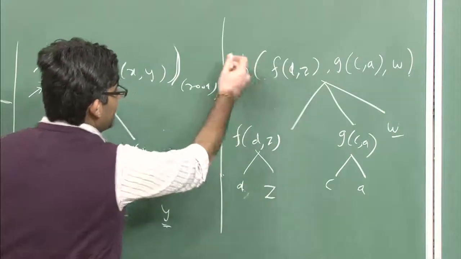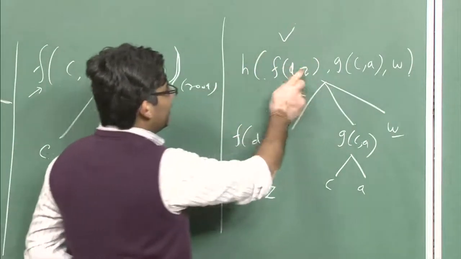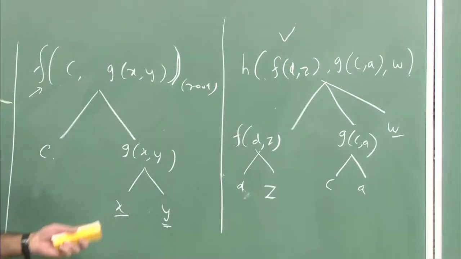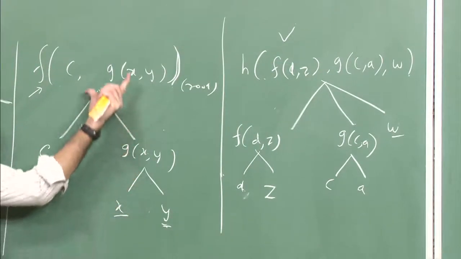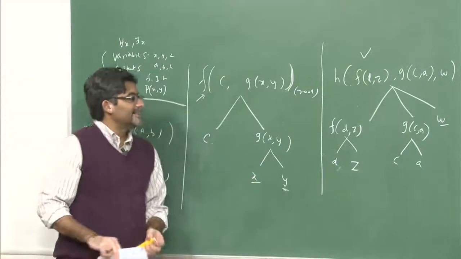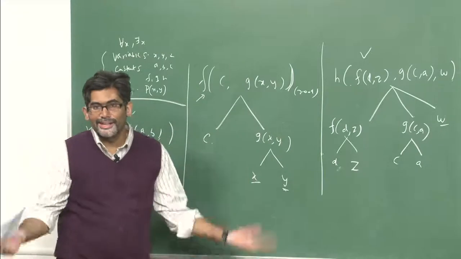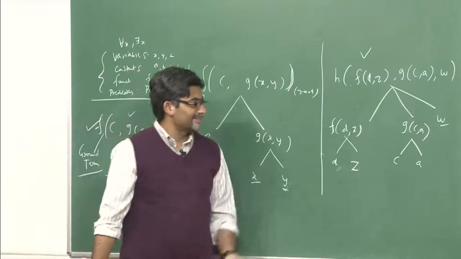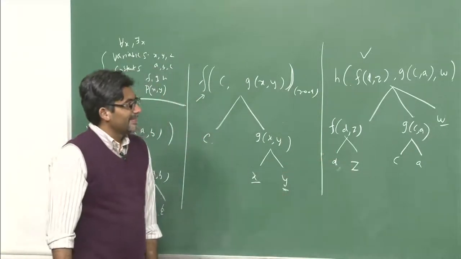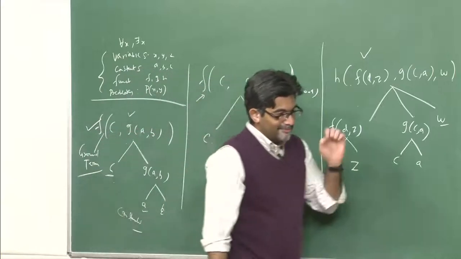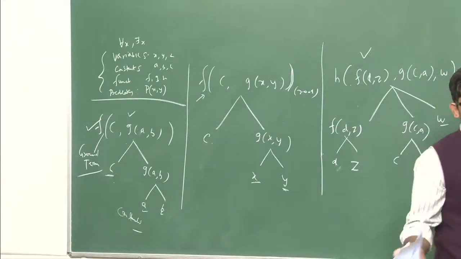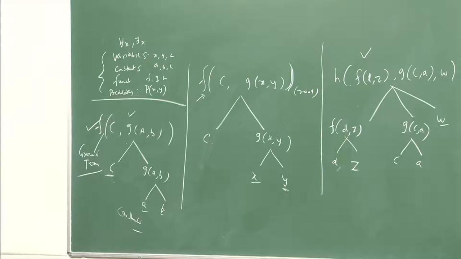So this is the formation tree for this particular kind of term, whereas the formation tree for this one is considered to be this one. That is the reason why these two terms are considered to be different, because they have a different kind of tree structure, a different formation tree. So it is for this reason that every term will have its own unique formation tree.